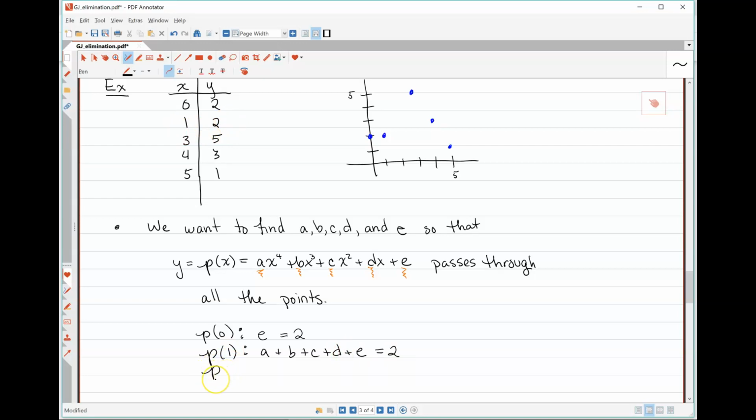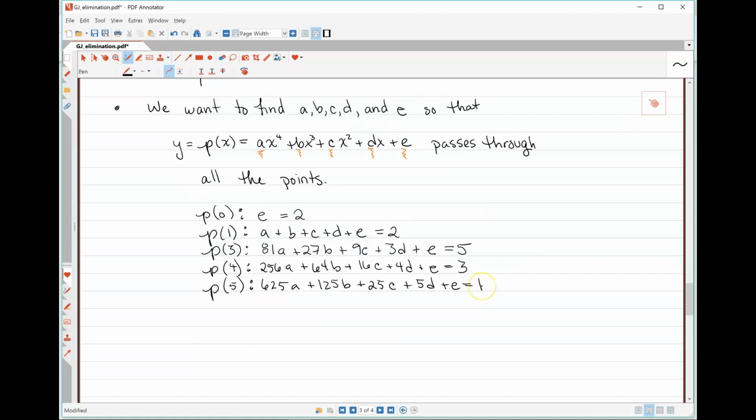If I plug 3 in, I'll get 81a plus 27b plus 9c plus 3d plus e equals 5. So you see how this is going. And that's our full set of equations. You can see also that this forms a linear system in 5 variables, a, b, c, d, and e.